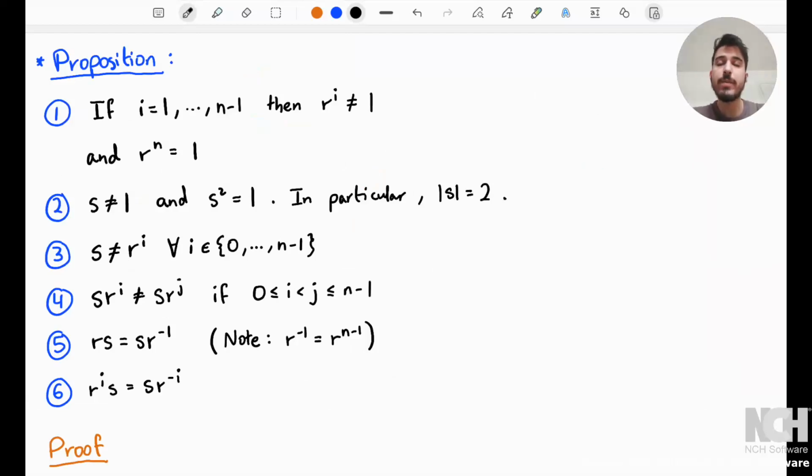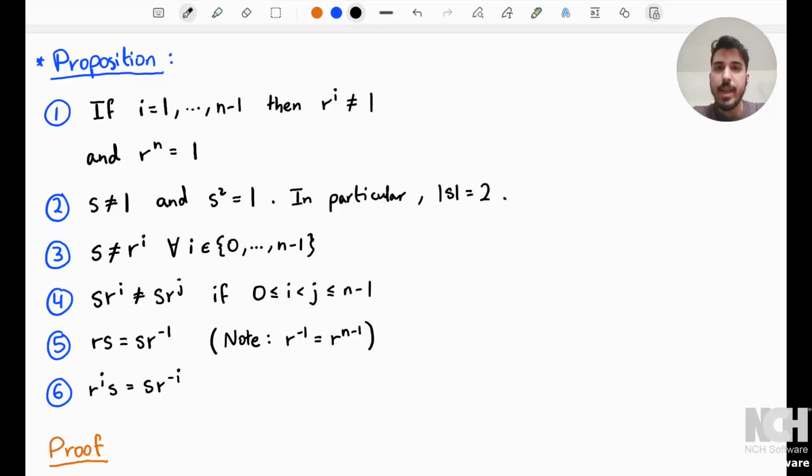Let us discuss now a very important proposition about dihedral groups. We have 6 parts in this proposition. And in each part, I will explain to you what the proposition is, what it signifies, and how to prove it.